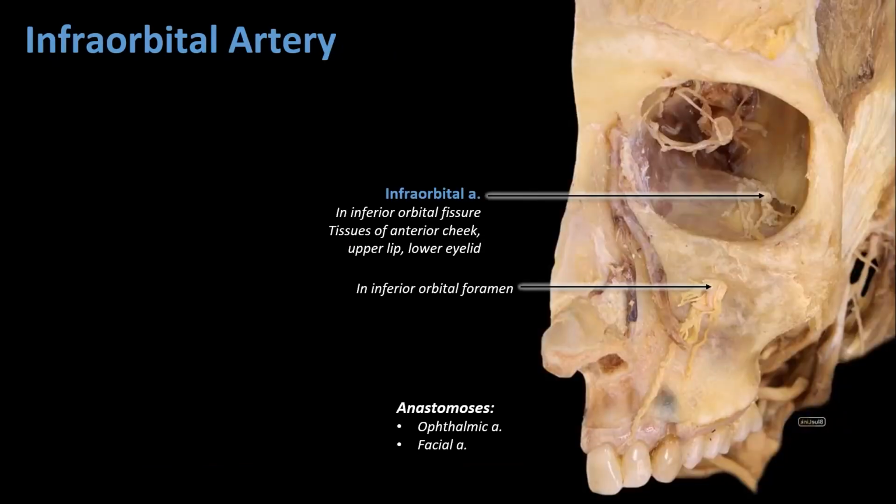And lastly, the infraorbital artery is going to exit the pterygopalatine fossa through the inferior orbital fissure, and that will bring it onto the floor of the orbit, so we can see it as it's passing through here. It will then dive through the maxilla and reemerge on the midface here through the infraorbital foramen. And from there, it'll supply the tissues of the cheek, the upper lip, and the lower eyelid. It has some anastomoses here with the ophthalmic artery up in the orbit and the facial artery here on the midface.